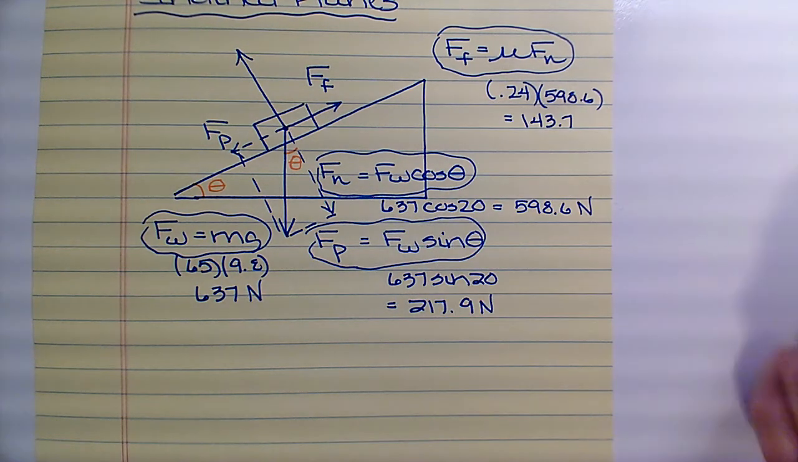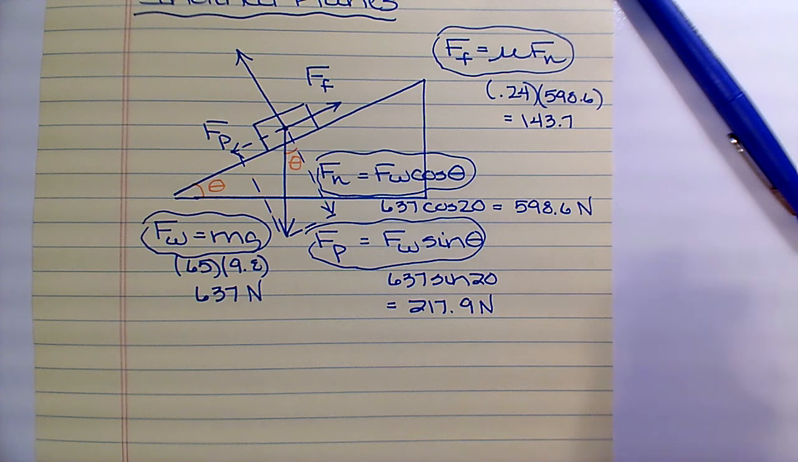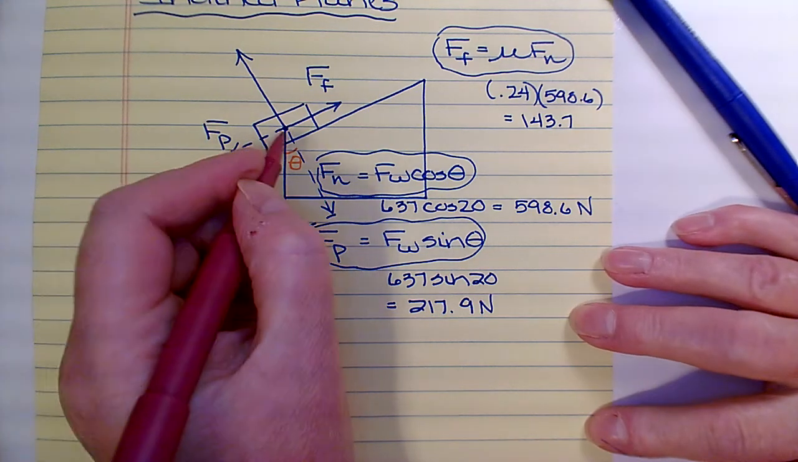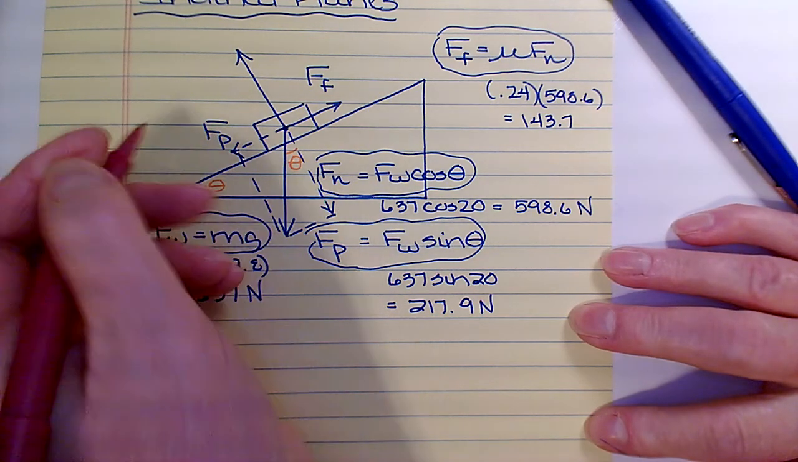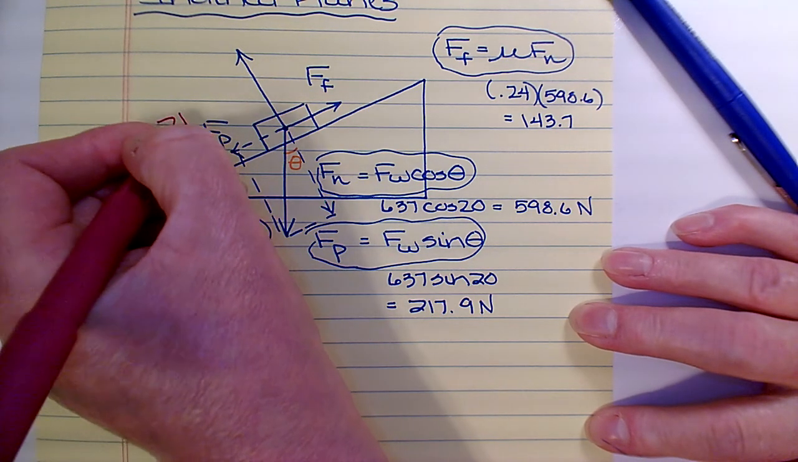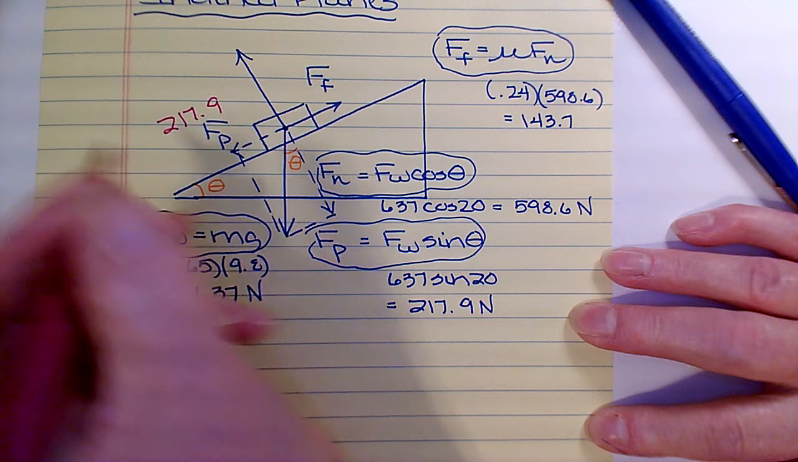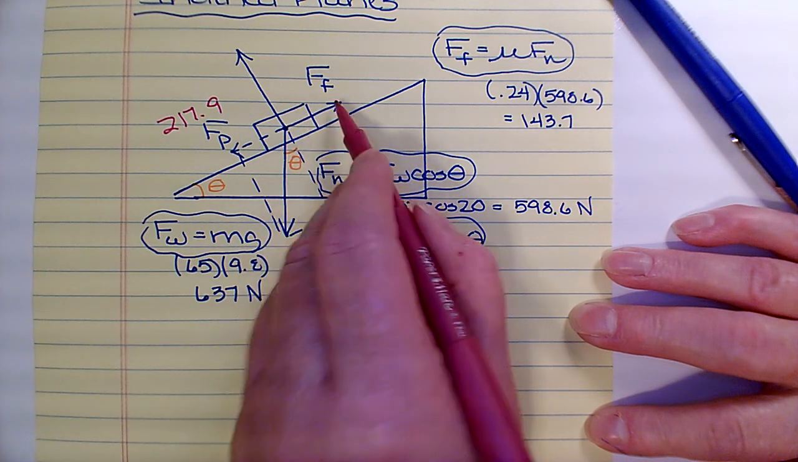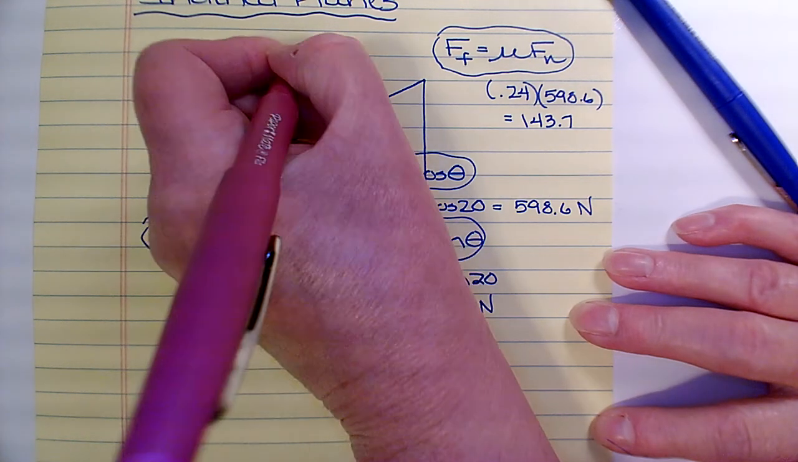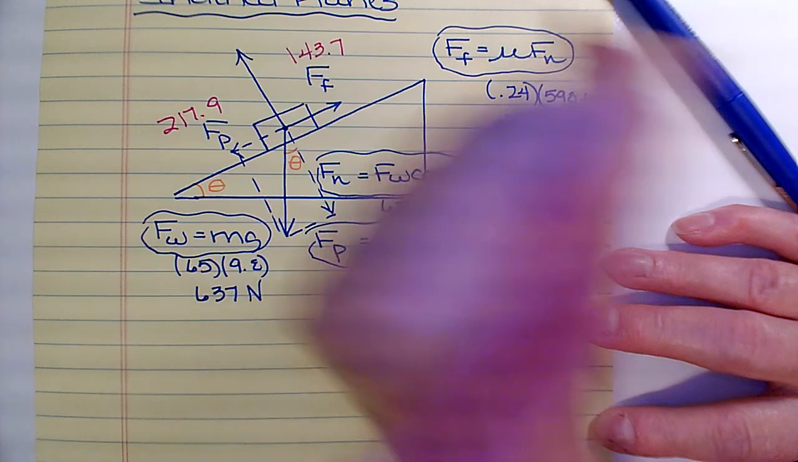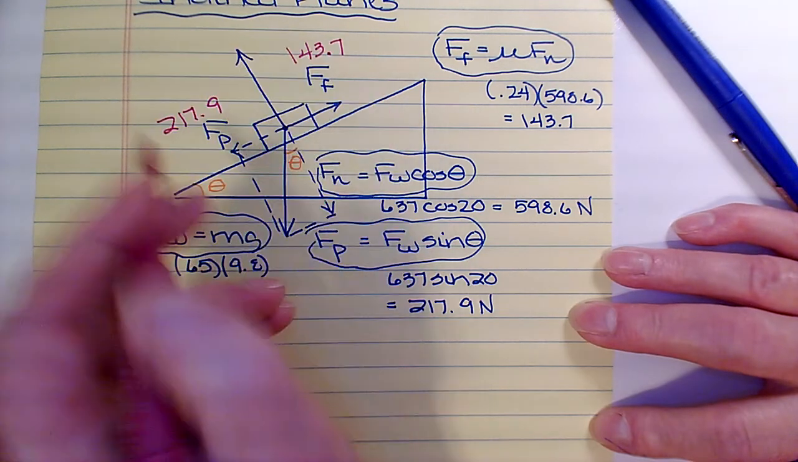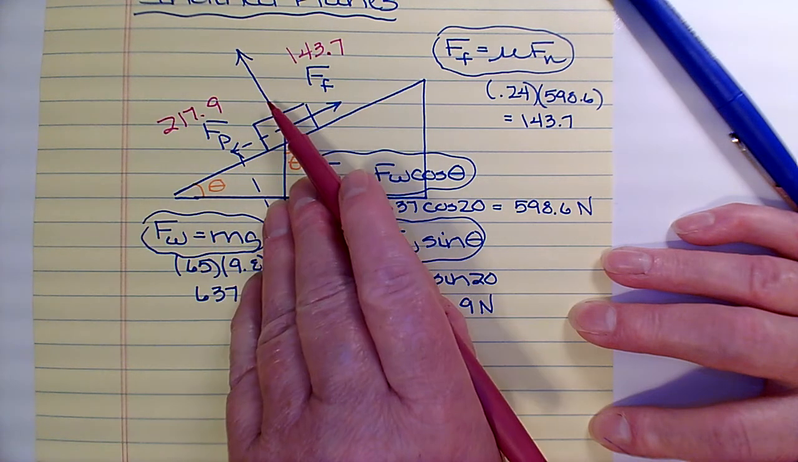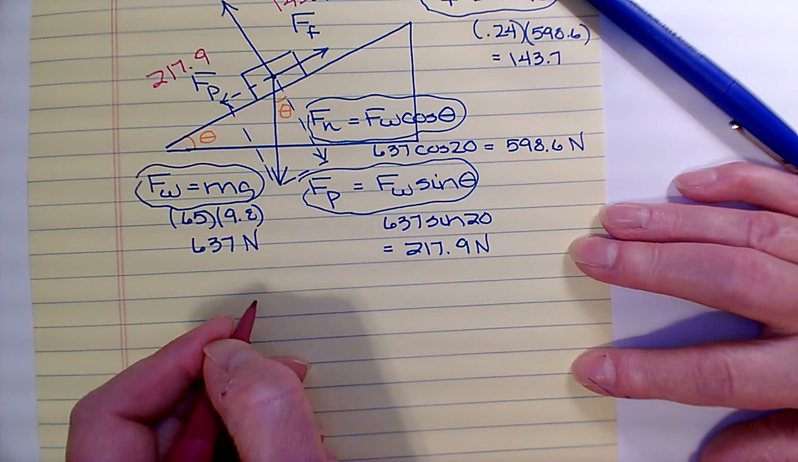Friction turns out to be 143.7. All right, the next thing that I like to do is write the key values on my picture. So the FP, the downward force, is 217.9, and the resistance force is 143.7. So you can see that the skier wants to go down, but there's some resistance acting on him.